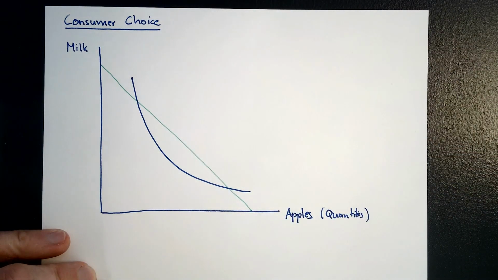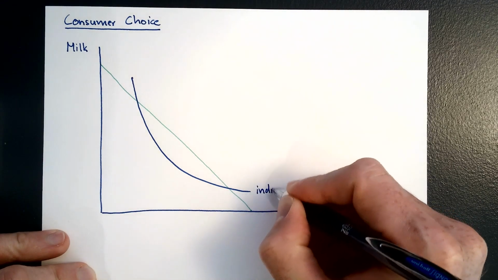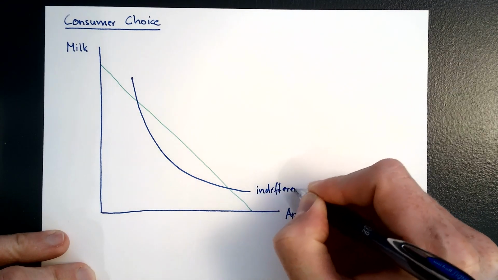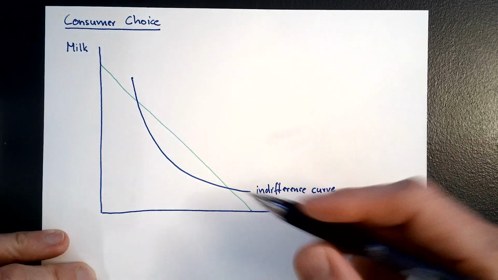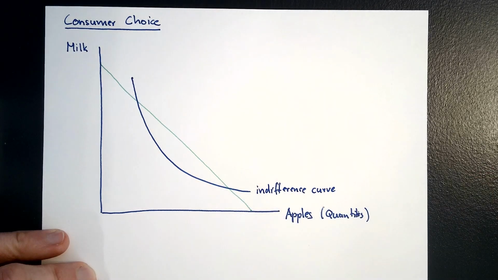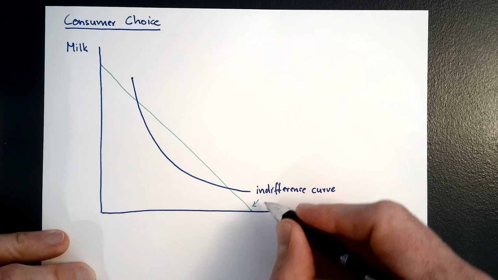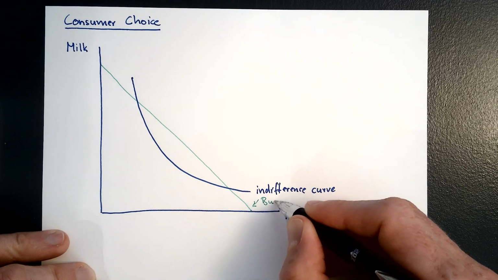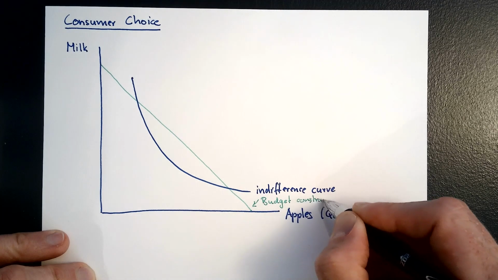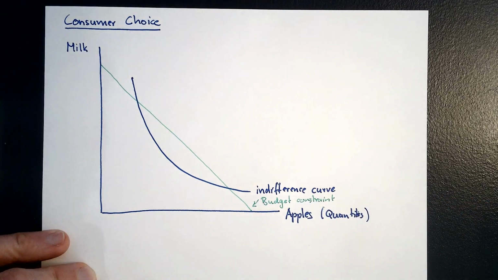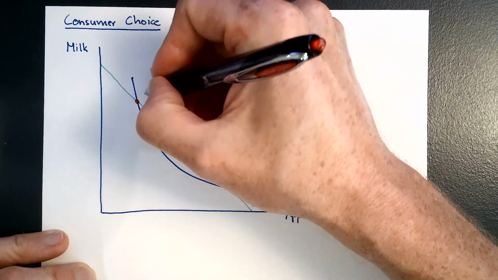So we have the indifference curve, which represents consumer preferences. Note that I have drawn simply one indifference curve. And the green line represents the budget constraint. Okay. Now, suppose that the consumer is choosing bundle A.